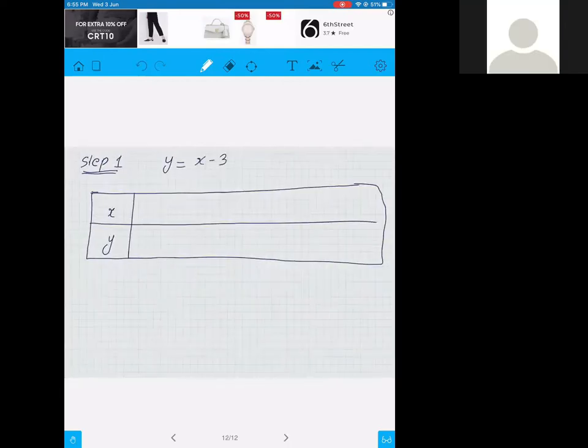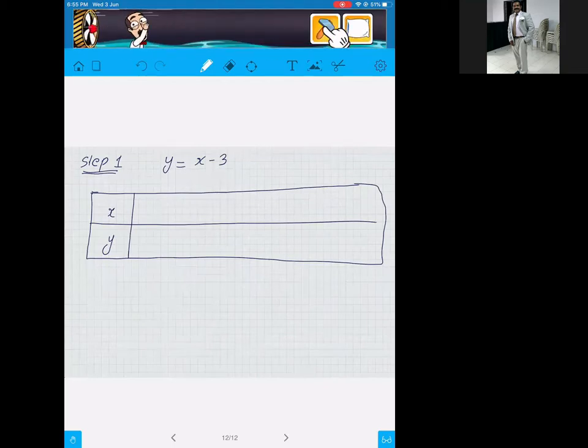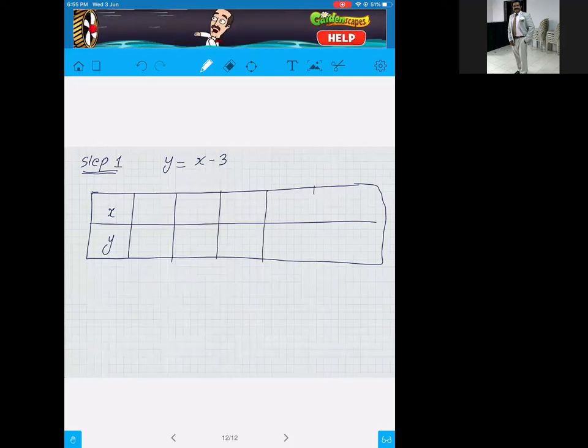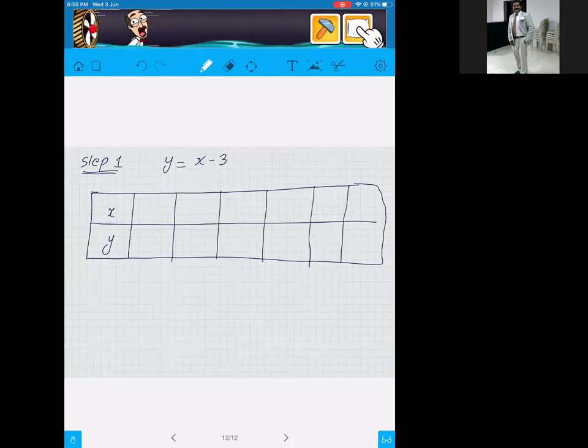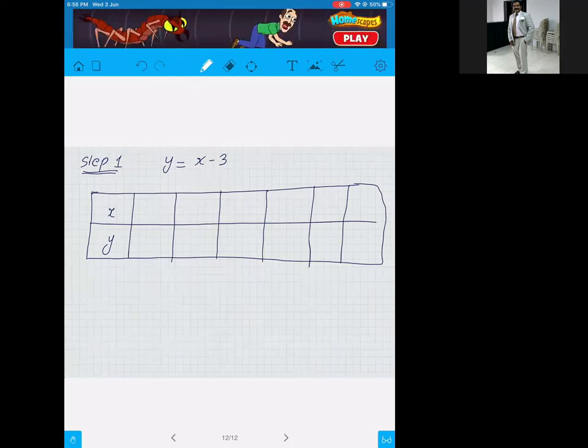X minus 3. That is our equation. So we need to draw the graph for the equation y is equal to x minus 3. So arbitrarily, you take some values of x. Tell me, Haneen, from which value to which value would you like to take value of x? You can take any values. So tell me some values for x.